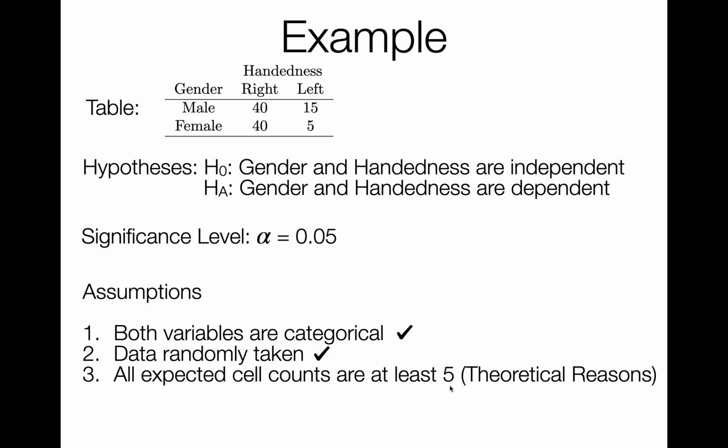Are all expected cell counts at least 5? Of course, that's for theoretical reasons. You don't have to write the theoretical reasons part, but really write this down. And the answer to this assumption right now is we don't know because we haven't calculated that expected table yet. So we've got to wait and see.